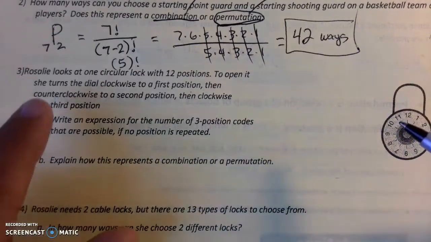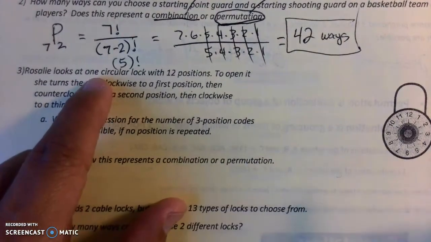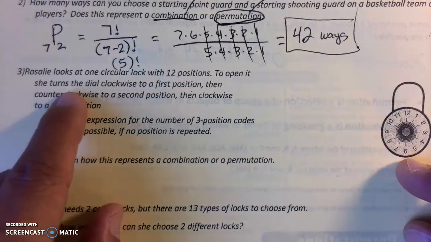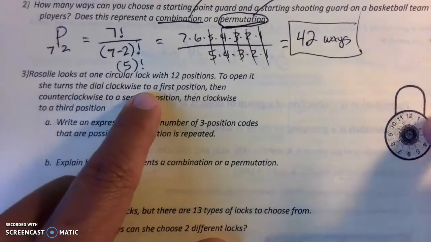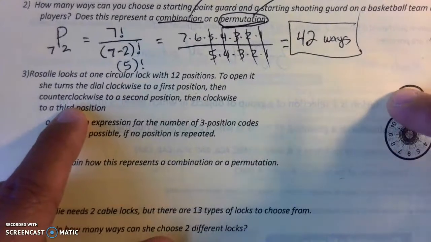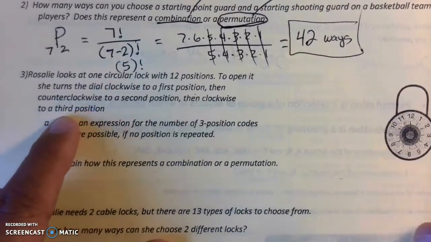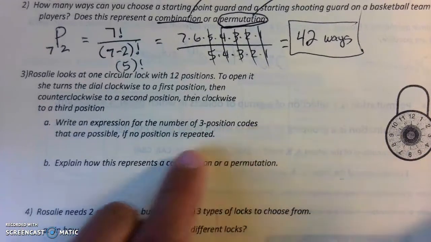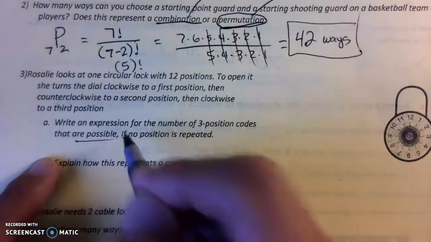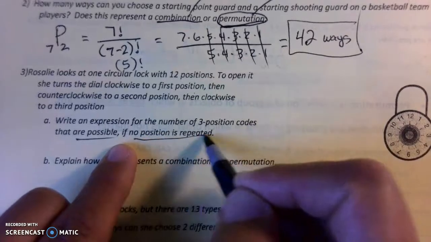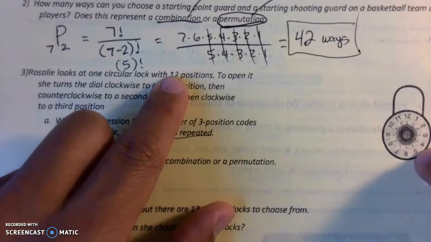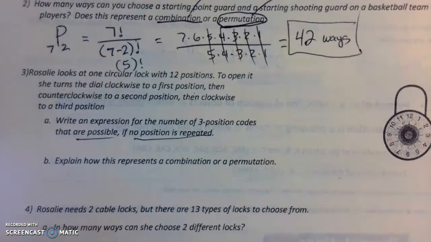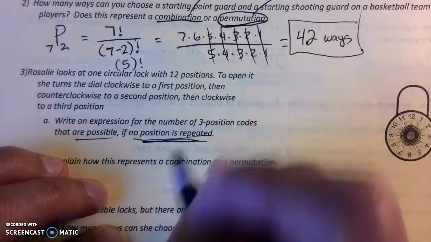Okay, here comes number 3. Rosalie looks at one circular lock with 12 positions like this here. To open it, she turns the dial clockwise to the first position, so 1 through 12, then counterclockwise to the second position, then clockwise again. So there's 3 numbers. Write an expression for the number of 3 position codes that are possible. So how many possible combinations are there? No position is repeated. So you'll never get like a 5 clockwise, then 5 counterclockwise, then 5 clockwise again. So as soon as you use one number, you don't repeat it again.